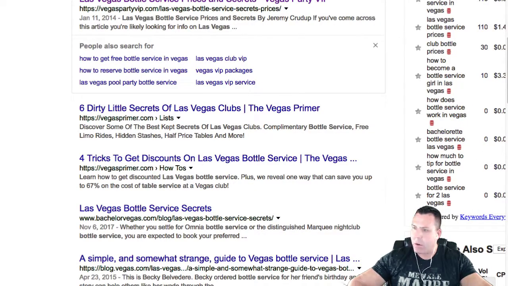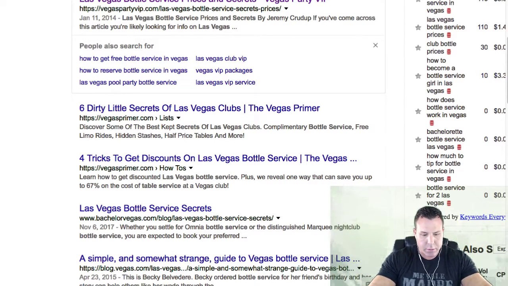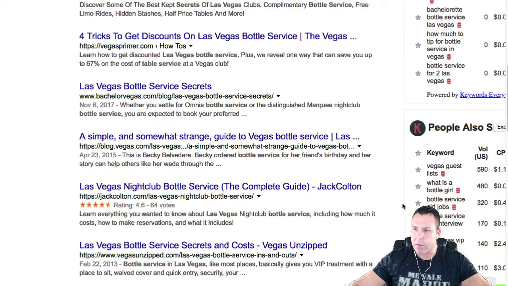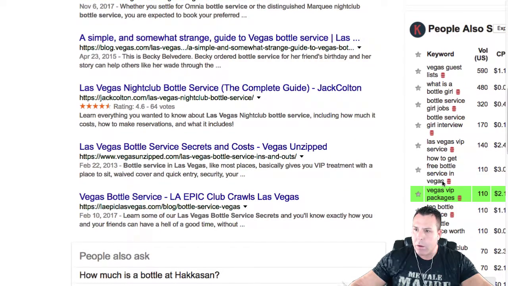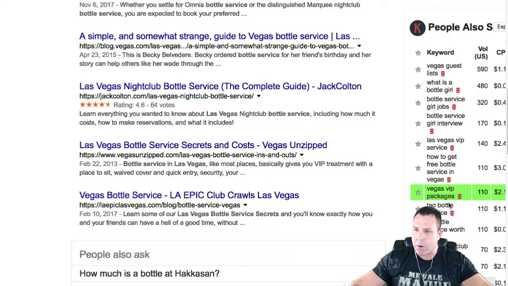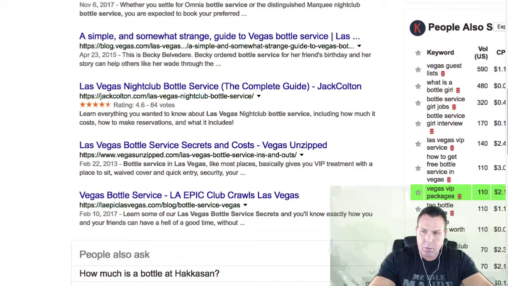Put that in my notes here. Las Vegas bottle service prices. And that would be an easy one to do a video on. I know all the prices. So Vegas guest list, we don't want any of that. We don't want guest list people. People looking for jobs, bottle service jobs, that's not what we're looking for. Free bottle service, we don't want that. Vegas VIP packages, 110 keywords, that's a good one. Or 110 volume. VIP packages.